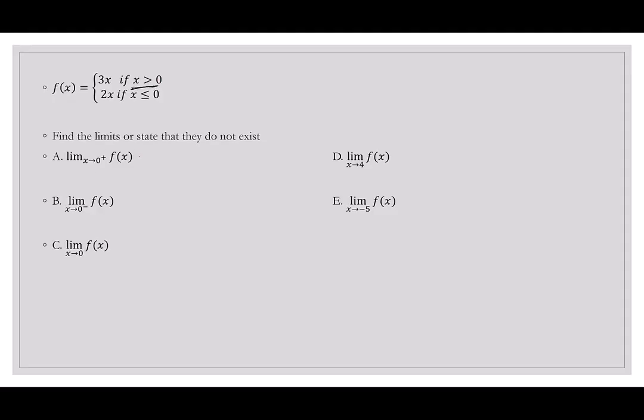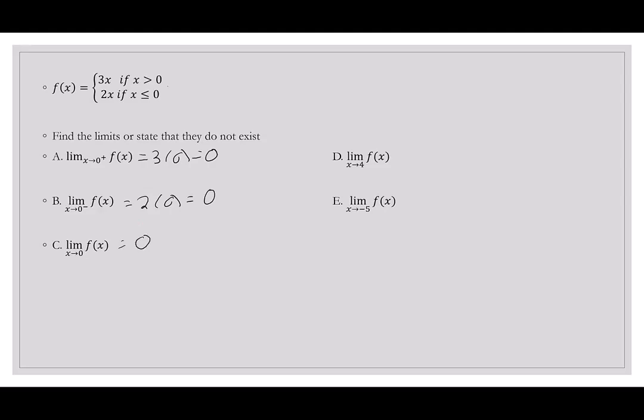And to get 0 from the positive side, we're just going to do 3 times 0, which is 0. From the negative side, we go to the less than 0, and we do 2 times 0, which is 0. When I look at the positive side and I look at the negative side, they're the same. They're both 0, so that says the limit overall is 0.